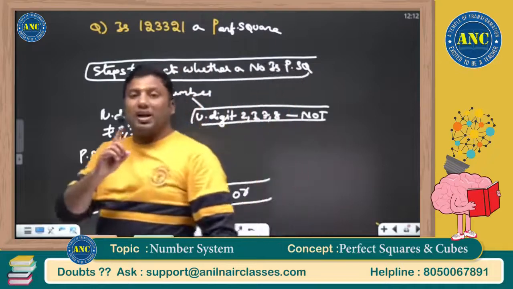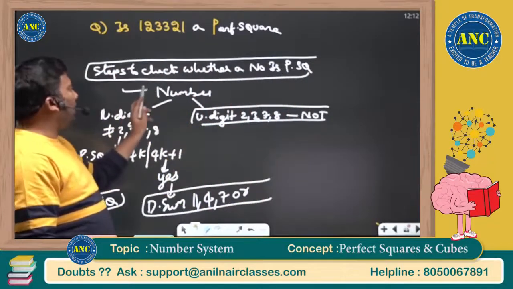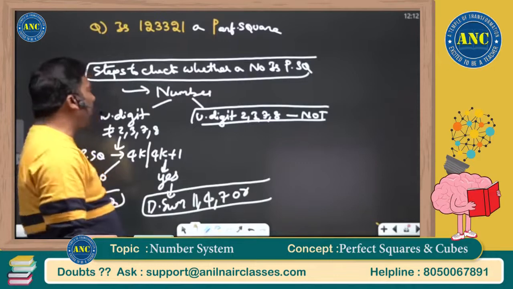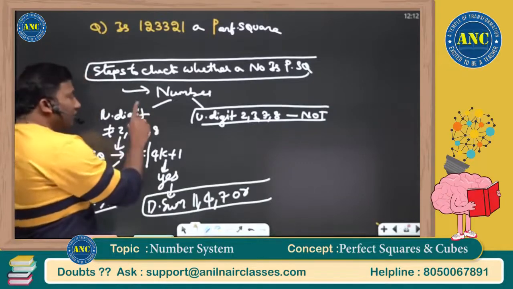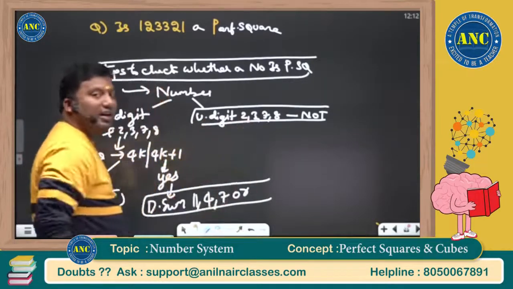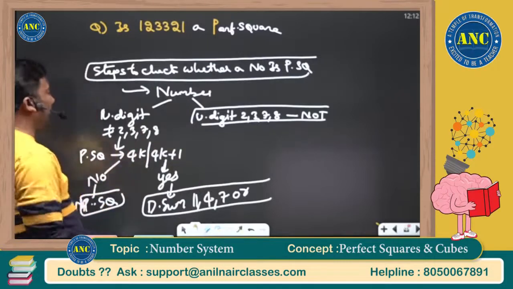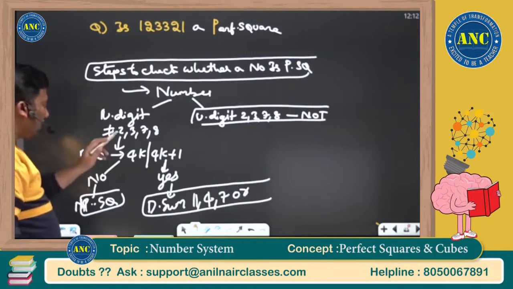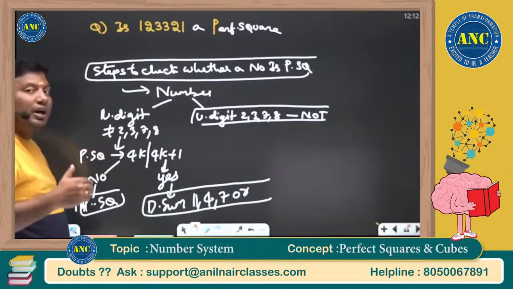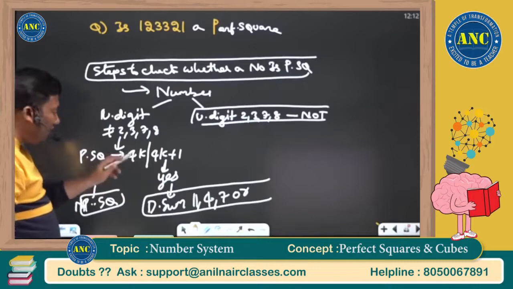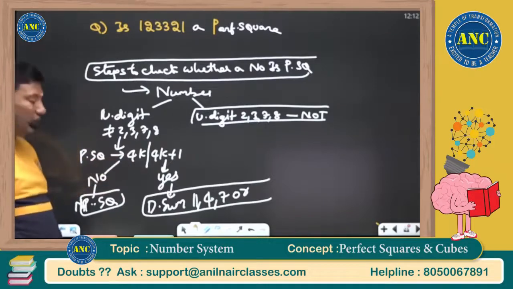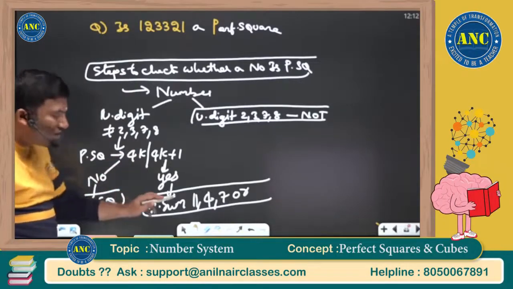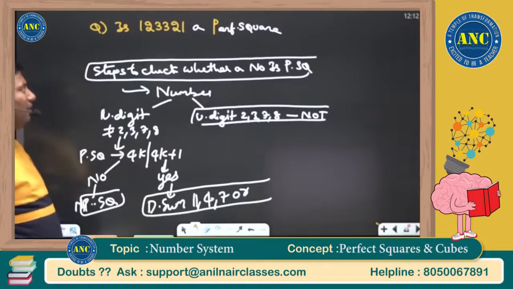This flow chart should be extremely clear to you. If a number is given to you, how to check whether it is a perfect square or not? If the unit digit is 2, 3, 7 or 8, definitely it is not a perfect square. If the unit digit is not 2, 3, 7 or 8, check whether the number is of the form 4k or 4k plus 1. If it is not, then it is not a perfect square. If it is, then use this logic of digital sum of a perfect square.